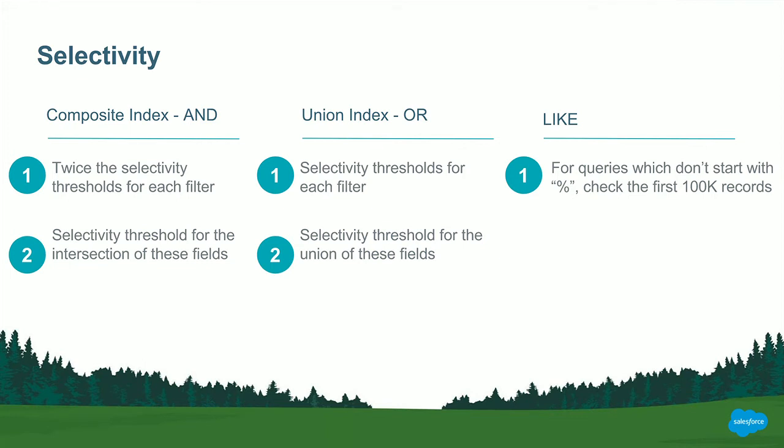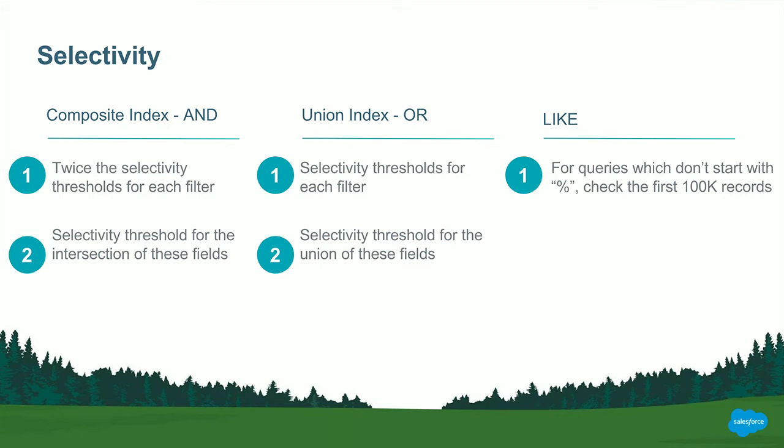And the union index is very close. But in that case, we don't have the double for each filter. We must always comply with the selectivity threshold for each filter and in the union also.